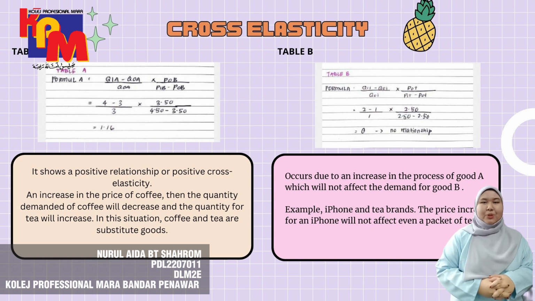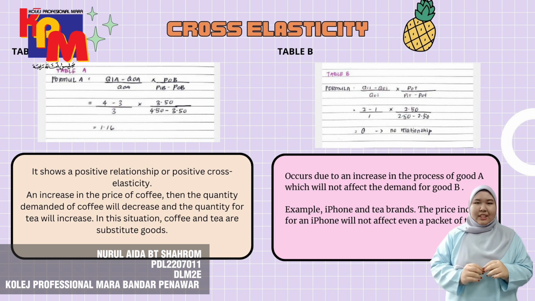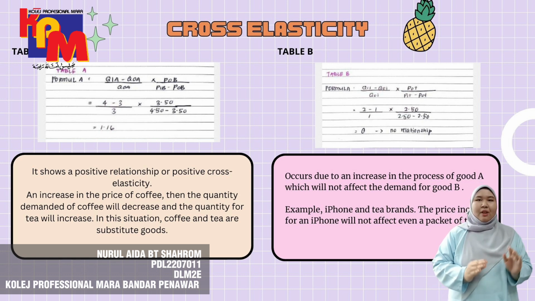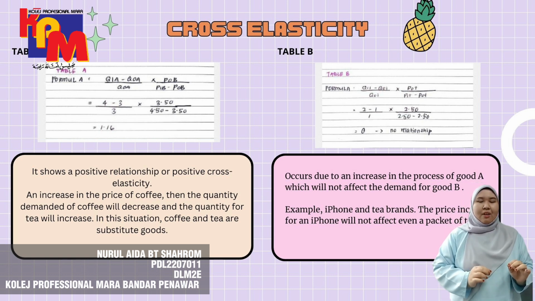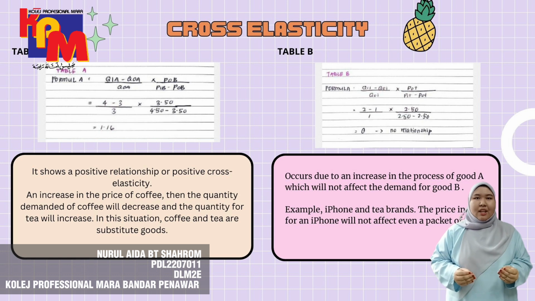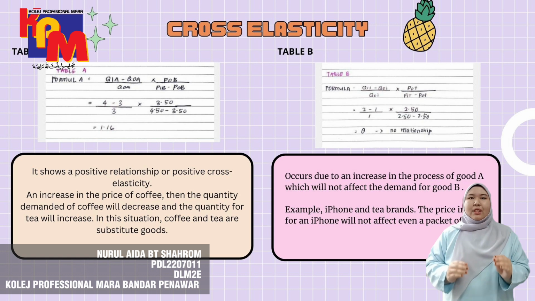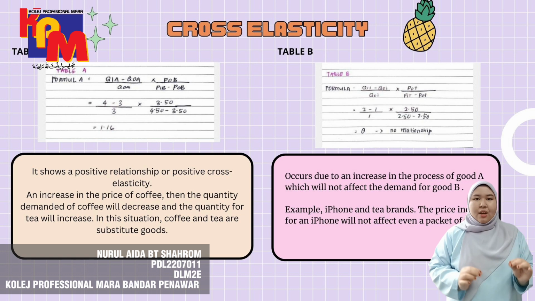For question 3, table A shows a positive relationship or positive cross elasticity because the result at table A is 1.6. This happened because of the increase in the price of good A, which causes an increase in the quantity demand of good B. For example, in this situation, it shows an increase in the price of coffee, then the quantity demand of coffee will decrease and the quantity demand for the tea will increase.